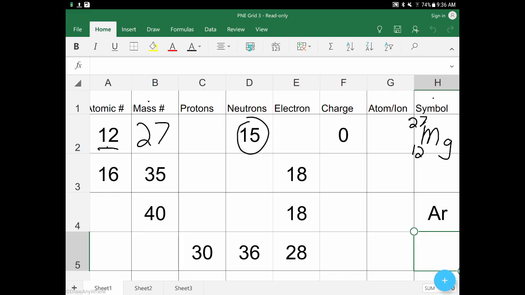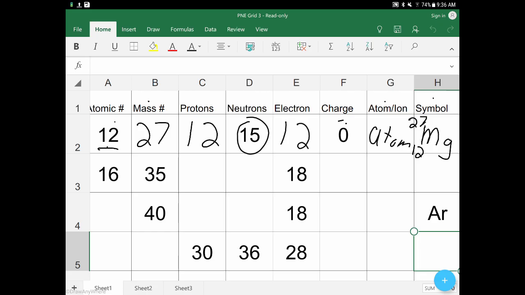Next is protons, which, like I said earlier, is the same as the atomic number. So we're just going to write 12 right there. Now, electrons is the same amount as the protons if it's a neutral atom. And over here, it tells us that the charge is 0, so it is in fact a neutral atom. So we're going to have 12 electrons as well. Atom or ion: if it's an atom, that means it's neutral. If it's an ion, that means it's not neutral. So this particular one, since it has a charge of 0, is an atom.